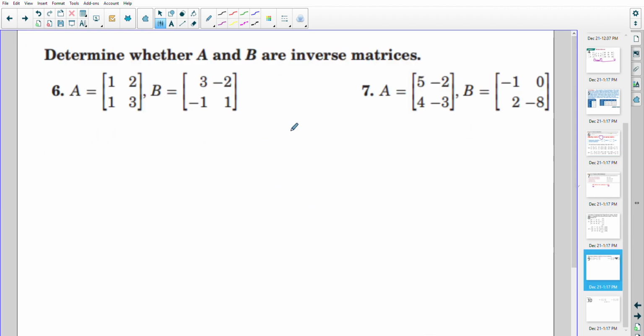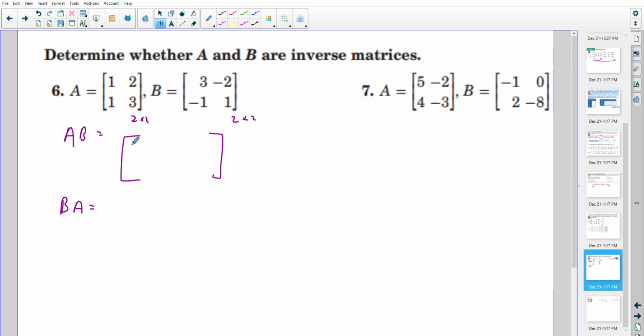Looking at this example, the question is, are these inverse matrices or not? And so what you really have to do is find out, does A times B give you the identity matrix, and does B times A give you the identity matrix? This is a 2 by 2. This is a 2 by 2. These match, so you can multiply them and you're going to get a 2 by 2 matrix. So I'm going to go ahead and write down that matrix. Now, I want rows by columns.